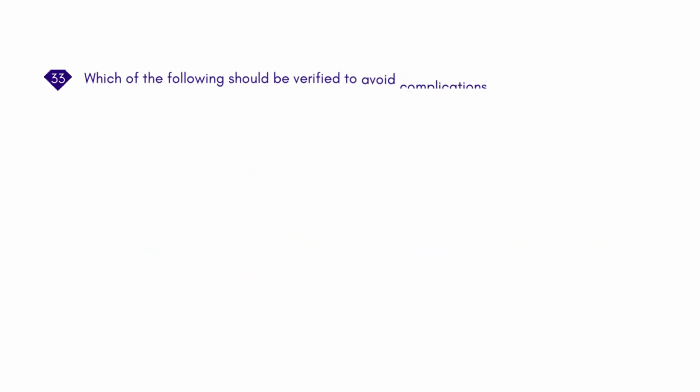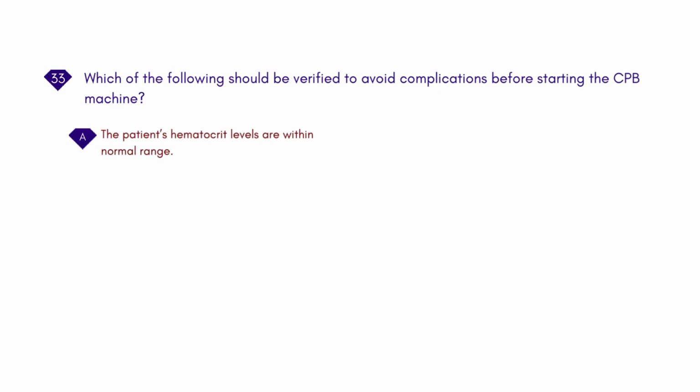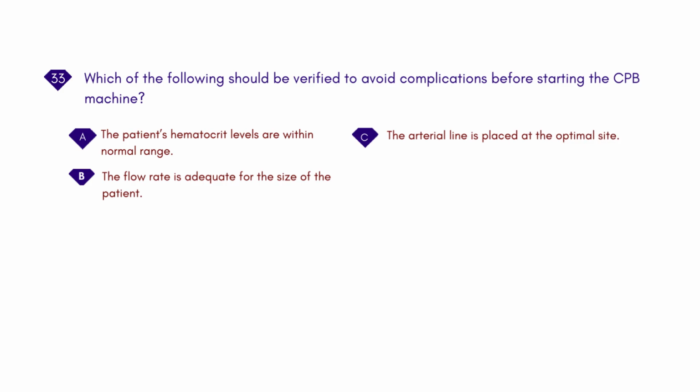Which of the following should be verified to avoid complications before starting the CPB machine? A. The patient's hematocrit levels are within normal range. B. The flow rate is adequate for the size of the patient. C. The arterial line is placed at the optimal site. D. The venous cannula is secured tightly to avoid leakage.